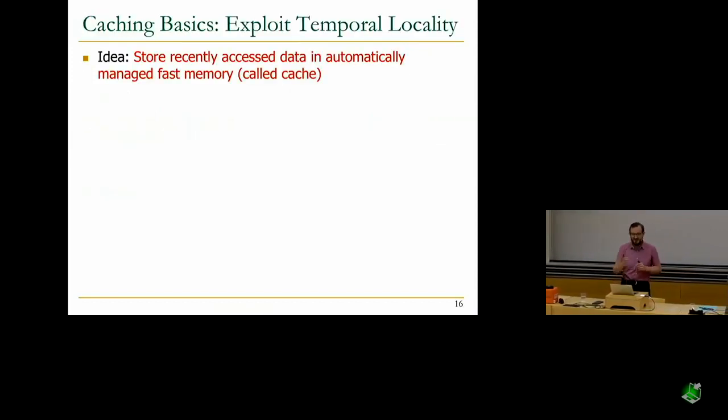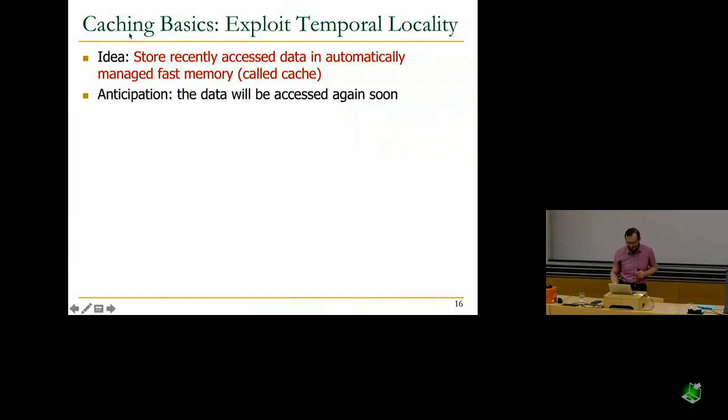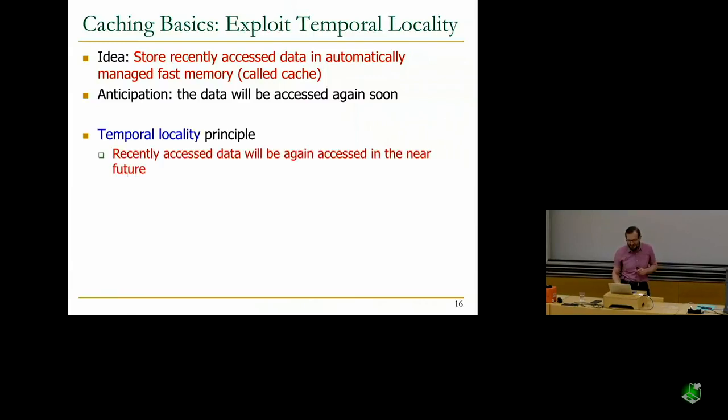Okay, so how do we exploit temporal locality? The first idea is very simple. If you've accessed some data, store that in some automatically managed fast memory, and that's called a cache. And the anticipation is that the data will be accessed again soon, which is temporal locality. And the temporal locality principle says that recently accessed data will be again accessed in the near future.